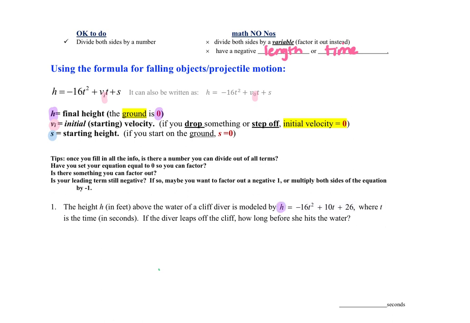Here's h, all right? So at any given time, how high up are we? Our initial velocity, our v sub I, is this 10, and it's a plus 10, so it means we are jumping upwards at 10 feet per second. And this 26 means we are starting at a cliff that is 26 feet above the water. So we want to know, if the diver leaps off the cliff, how long before she hits the water.